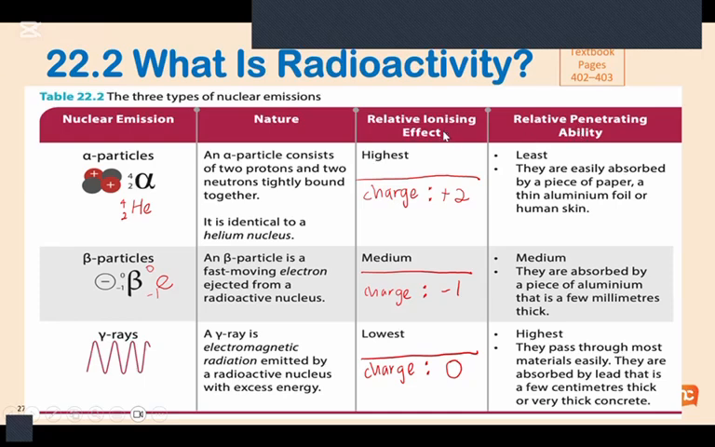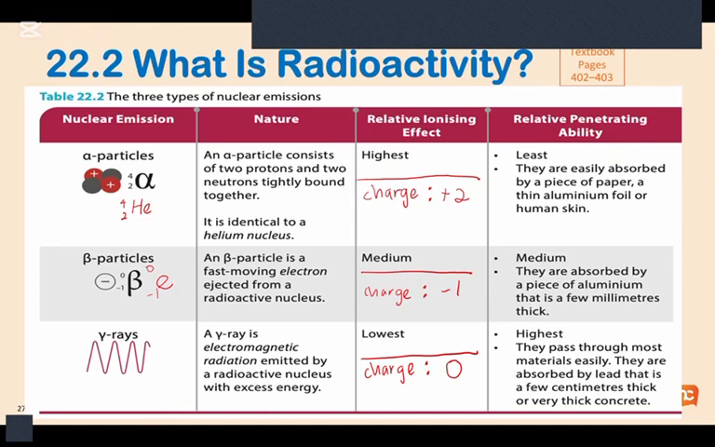Okay, its ionizing effect means its ability to knock out electrons from the atoms as it passes through a material. Alpha particles have the highest ionizing effect. That means it's very powerful in ionizing, which also means that it is the most dangerous radiation, because when it passes through anything, it's able to knock out electrons very easily.